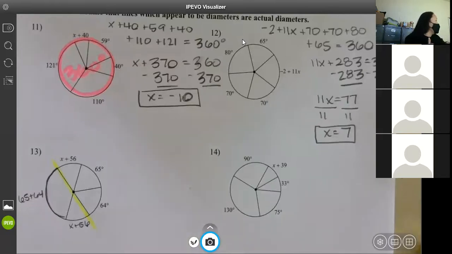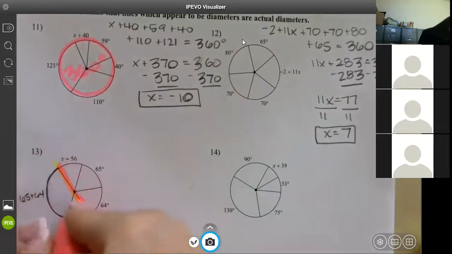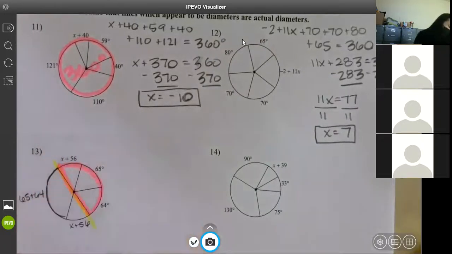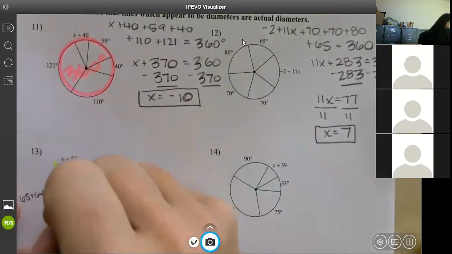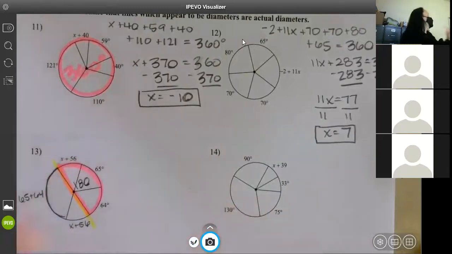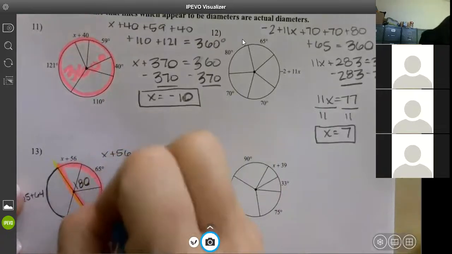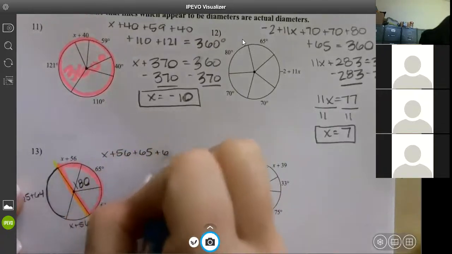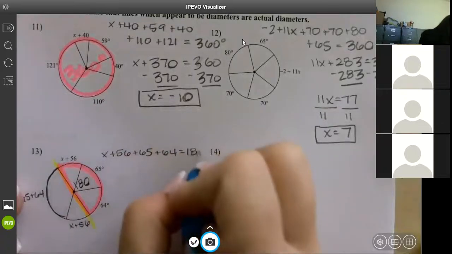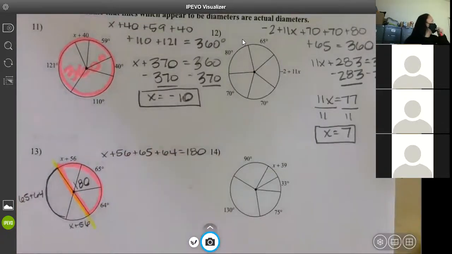This is the easiest way for me to do it because I don't want to add all those up, okay? So I take this half circle, which equals 180. I don't care which way you do it. I'm just showing you both ways. So whoever sees it this way can do it this way. So that's exactly how I would do it. I would take x plus 56 plus 65 plus 64 and set it equal to half the circle.